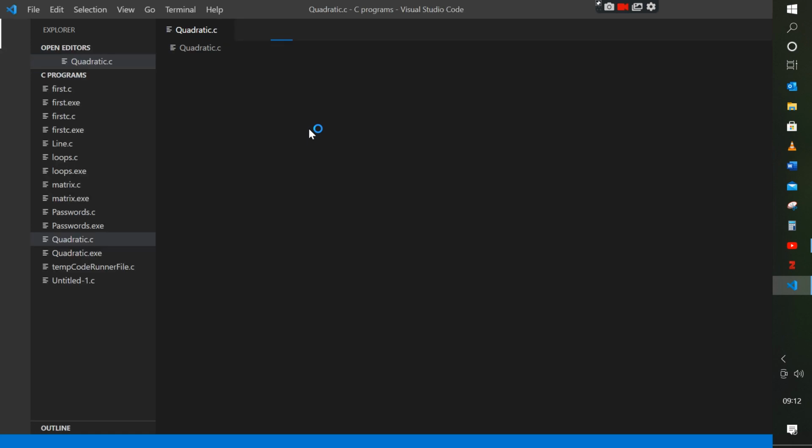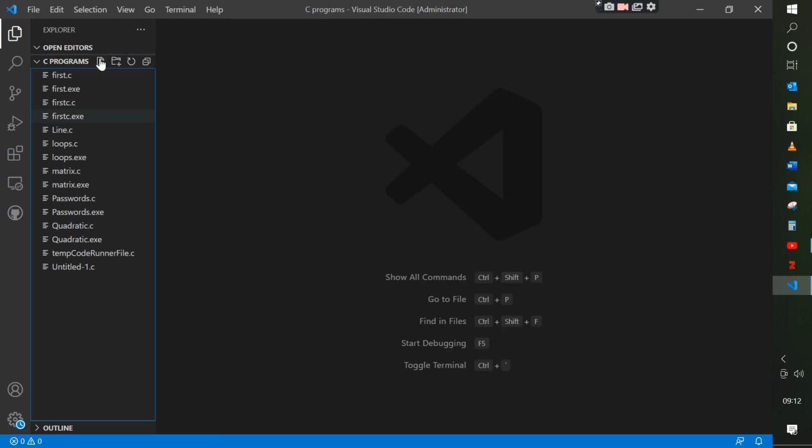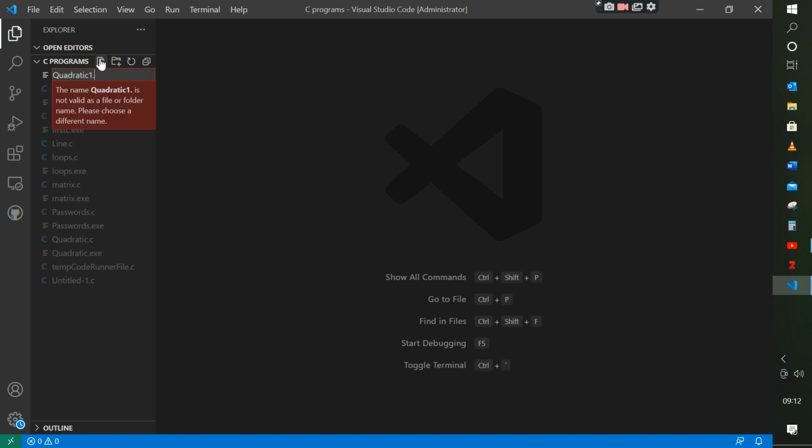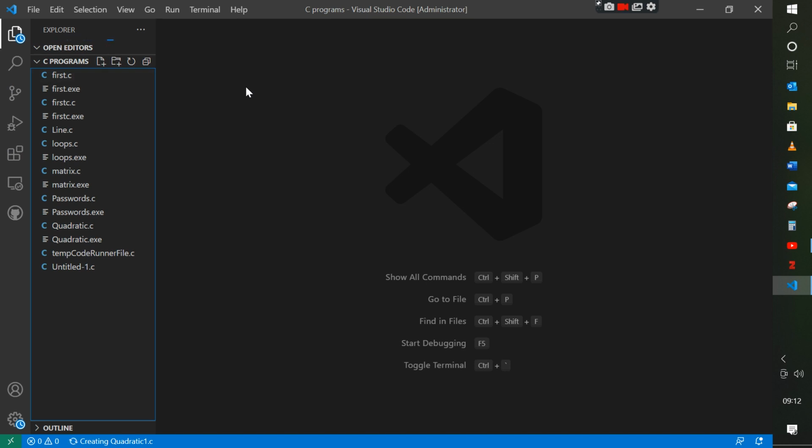Here we go. We have to open our compiler as usual. We are writing our project, and what we have to do is to create a new file. We can click on that and then call our file quadratic1.c. That's our file.